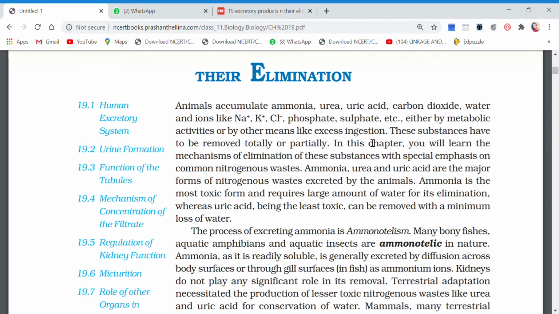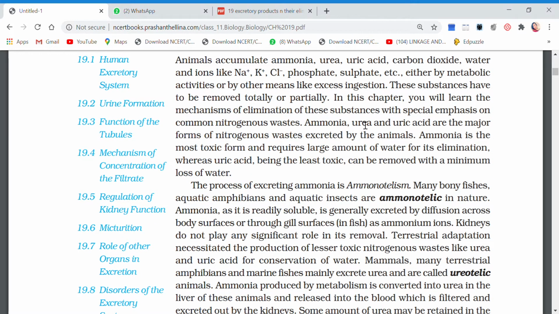So because the excess amount is now of no use to us, these substances have to be removed either totally or partially. That means either the body wants to get rid of these substances completely, or it wants to get rid of them partially. So in this chapter, you will learn the mechanism of elimination of these substances. Children, one more thing: ammonia, urea and uric acid are the major forms of nitrogenous waste.